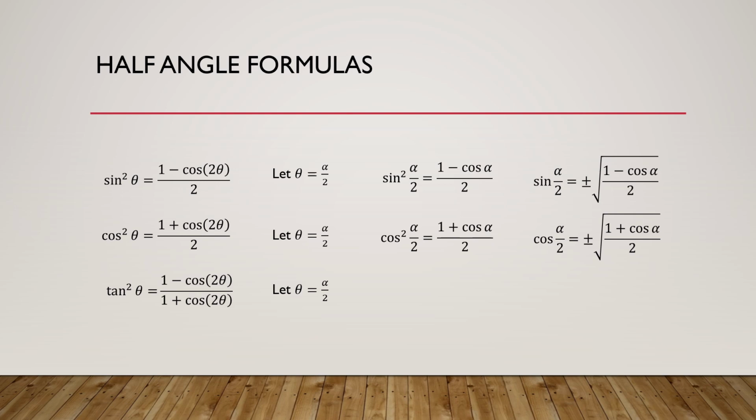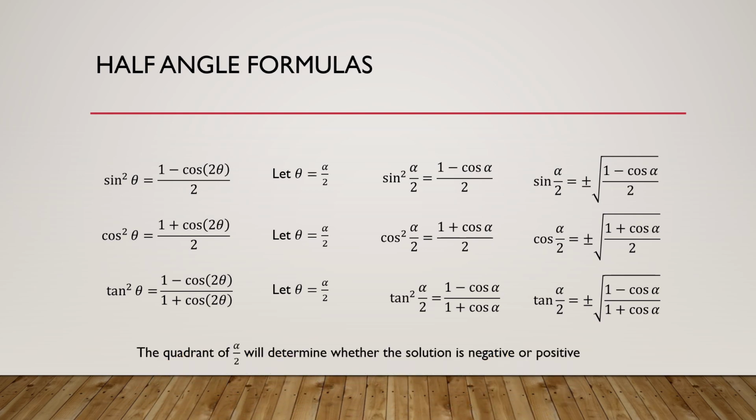We do the same substitution to arrive at tangent alpha over 2 equals plus or minus the square root of 1 minus cosine alpha over 1 plus cosine alpha. Note that in each case, the quadrant of alpha over 2 will determine whether the solution is negative or positive.